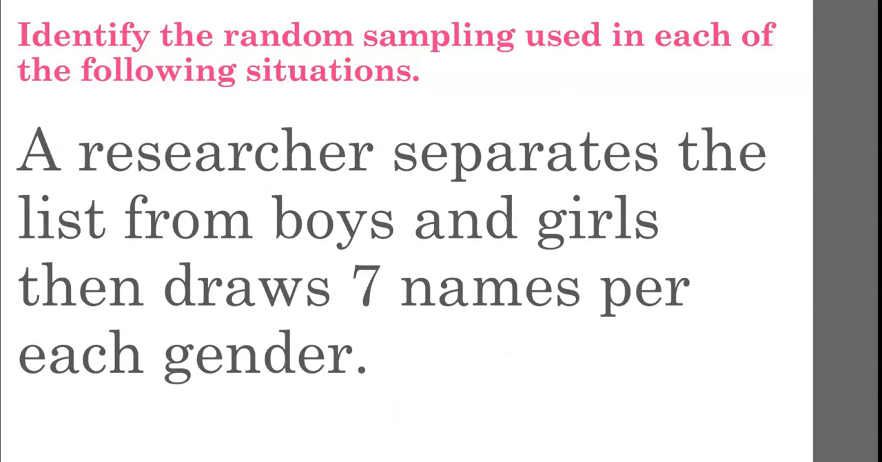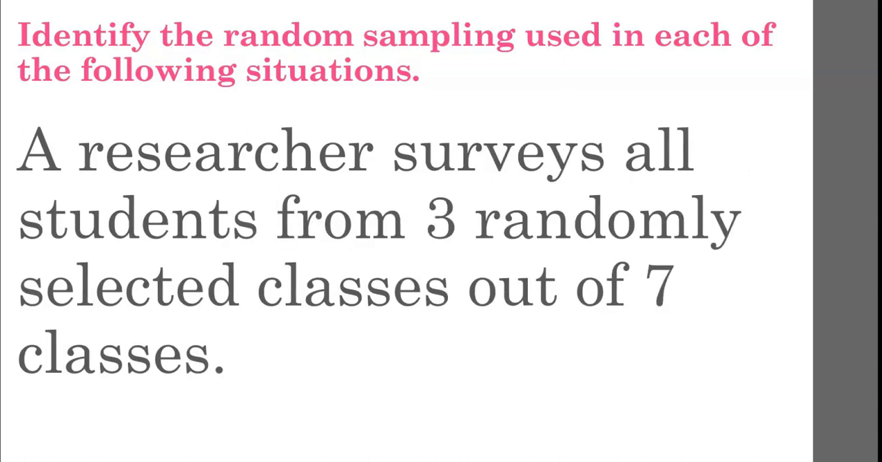Next, a researcher separates the list into boys and girls, then draws 7 names per each gender. This type of sampling represents stratified random sampling because the population here is grouped into boys and girls, and then from those genders we get samples from each gender.